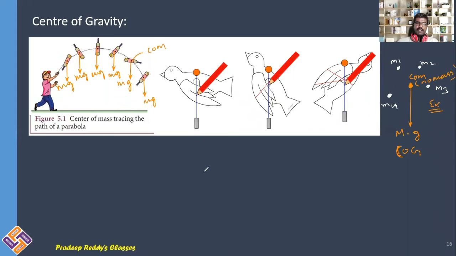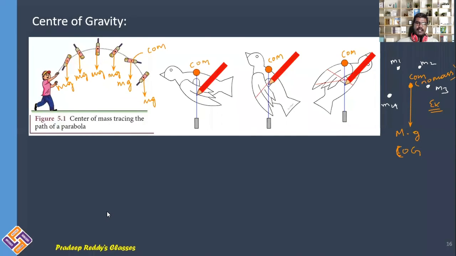Likewise, here for this bird, this is the center of mass. Bird can be in any position. Bird can fly in any different orientation, but there will be only one center of mass for it. And upon that center of mass, there will be a gravitational force which is pulling it in downward direction. That is called center of gravity.